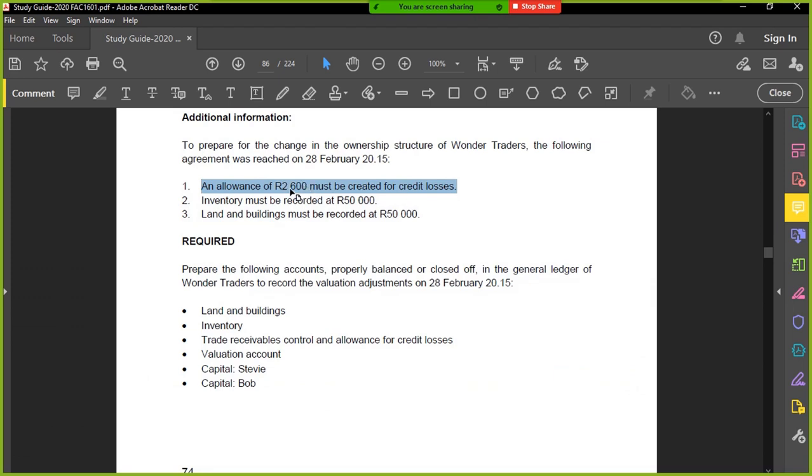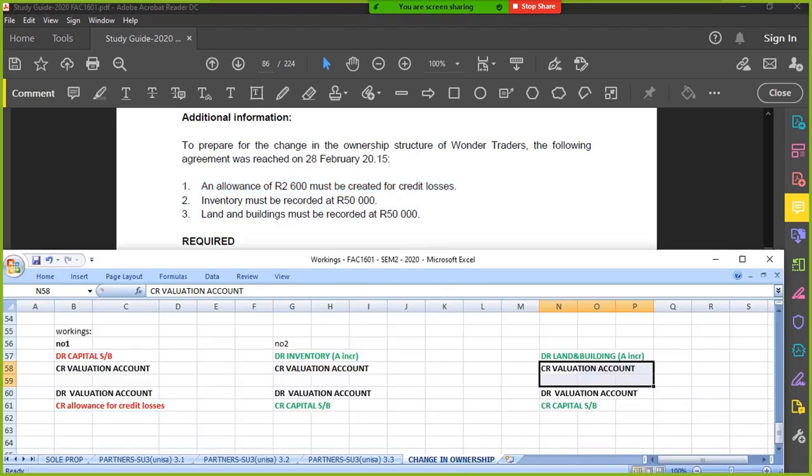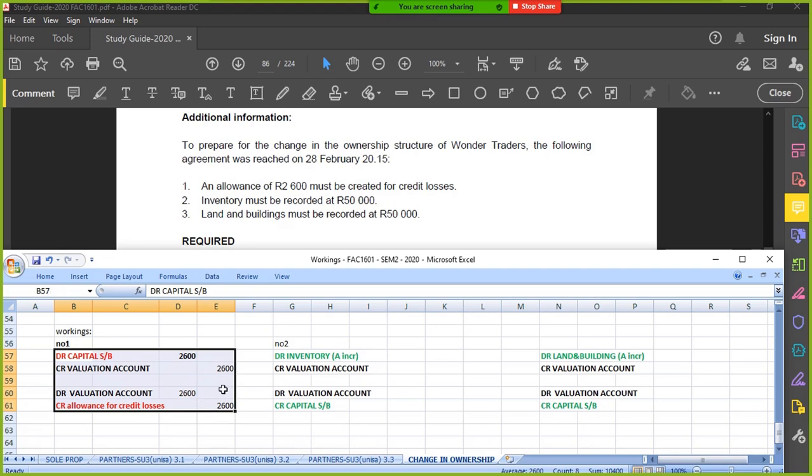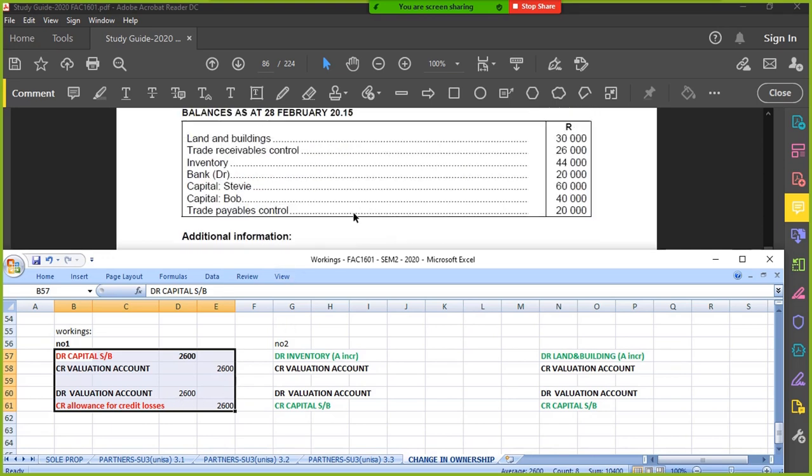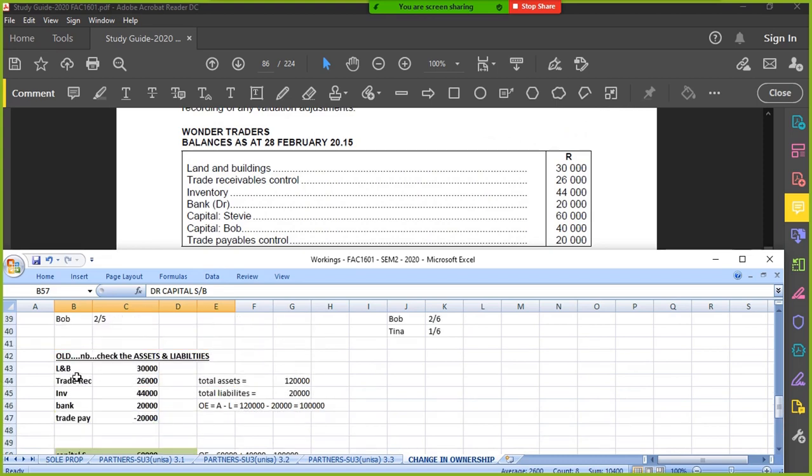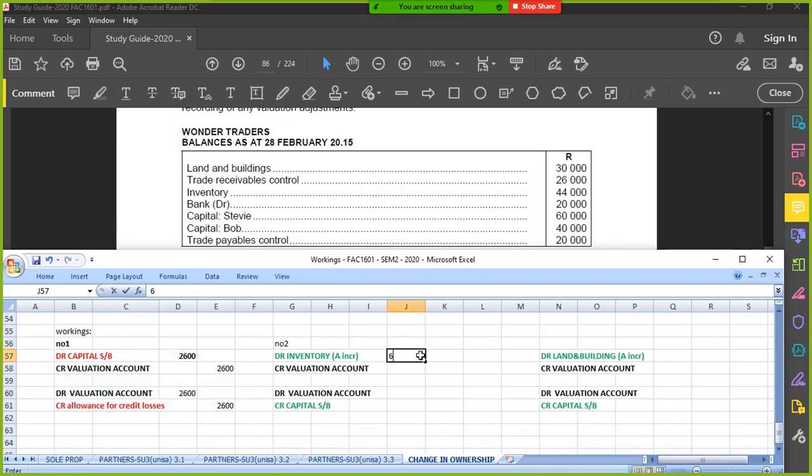The important bit is looking at the actual amounts. So what is the amount here? 2,600. If I'm recording that, it's going to be 2,600 there, 2,600 there, 2,600 there, 2,600 there. Because I'm showing these workings, I have everything I need in the actual question. The inventory, 50,000. The inventory here was 44. So what's the increase? The difference? 6. Good. So I'm going to show 6 there, 6 there, 6 there, and 6 there.